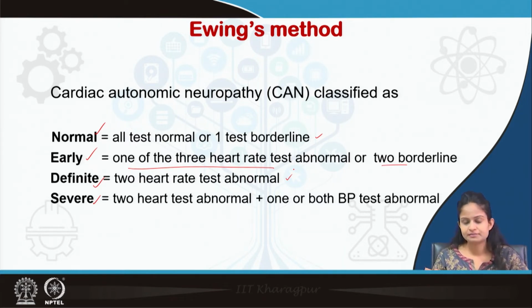Early impairment, or early cardiac autonomic neuropathy, means one of the three heart rate tests should be abnormal or should lie in the borderline. Definite means two heart rate tests have to be abnormal. Severe means either two heart rate tests have to be abnormal and one blood pressure test has to be abnormal, or both blood pressure tests can be abnormal also. So, in this way we classify this cardiac autonomic neuropathy, or CAN.